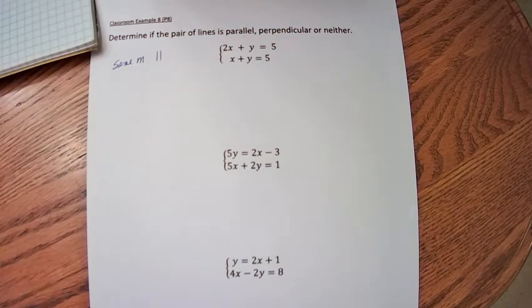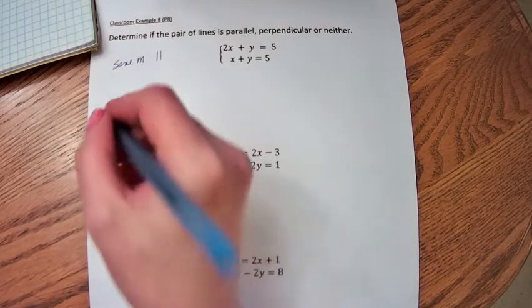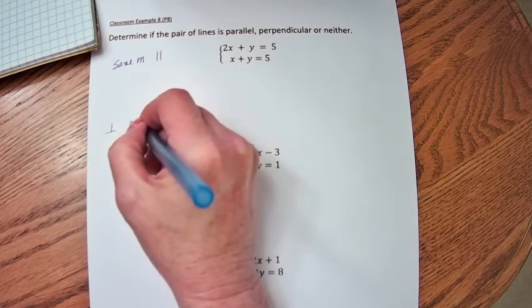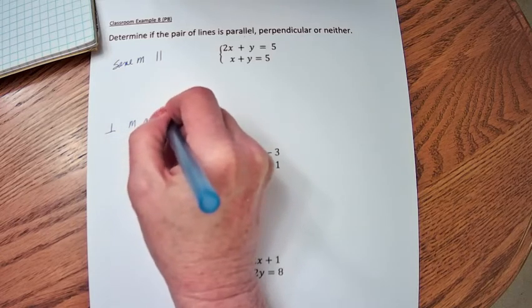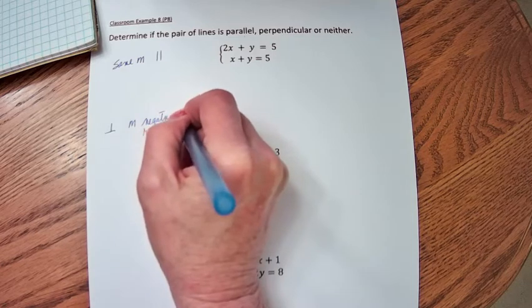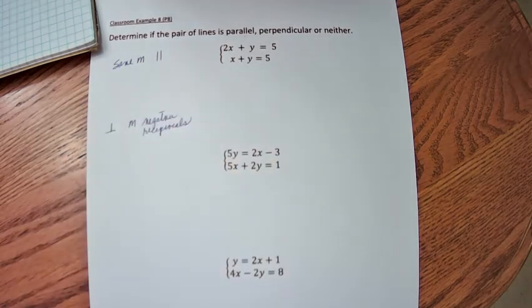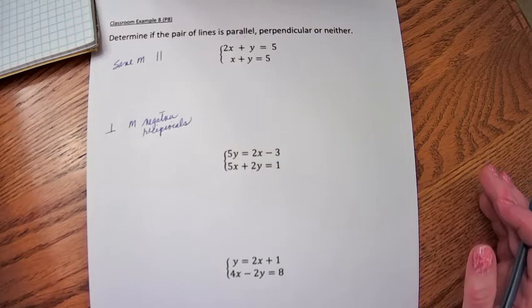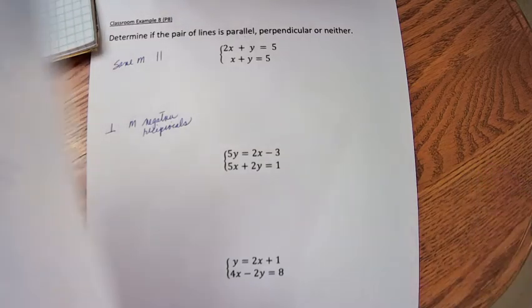Now, perpendicular lines, there are two conditions for the slope. For perpendicular lines, the slopes have to be the negative reciprocals of each other. Lines are perpendicular if they have negative reciprocals of each other.